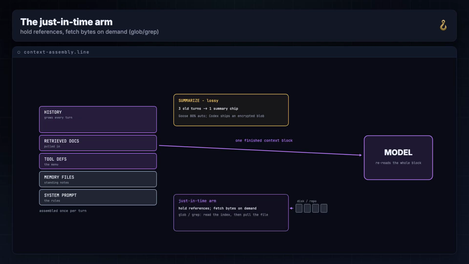And the third arm, the just-in-time grabber. Instead of preloading the repo, the agent holds lightweight references, file paths, names, sizes, and pulls the real bytes only when it needs them. Claude Code's glob and grep are this arm in action. Read the index, fetch on demand.